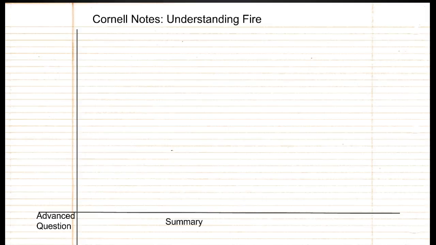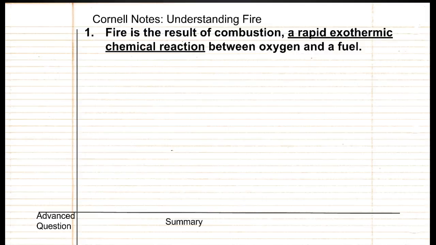Alright, let's begin. For number one, fire is a result of combustion. And combustion just means a rapid exothermic chemical reaction between oxygen and a fuel. For number one, you can write, how does combustion work? You can write, is fire exothermic or endothermic?